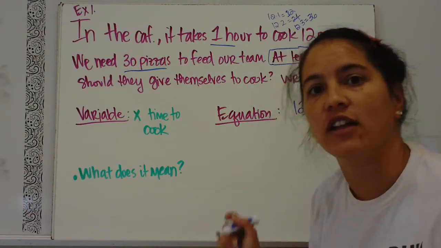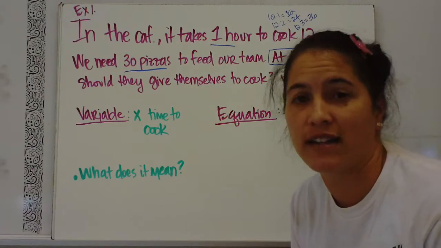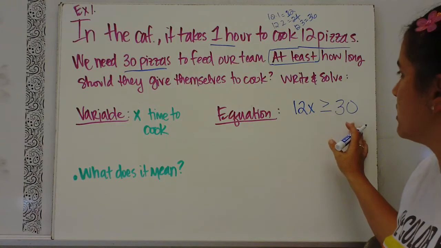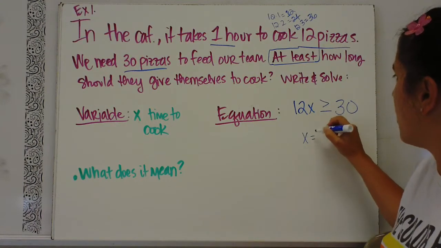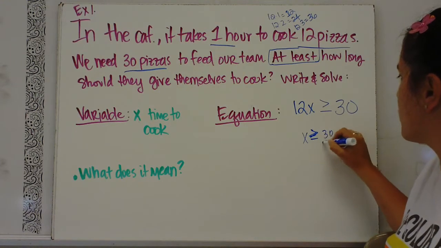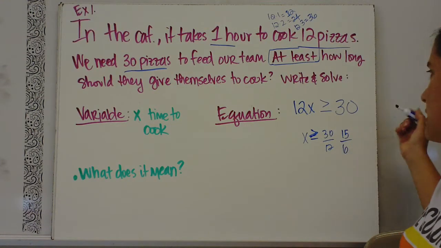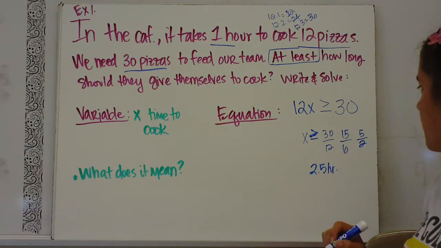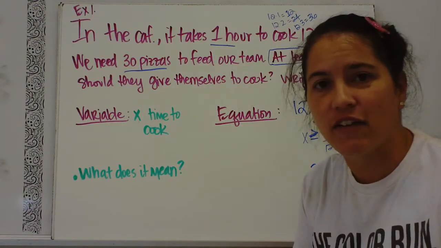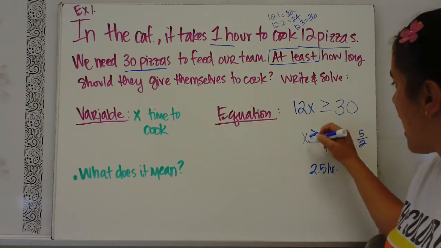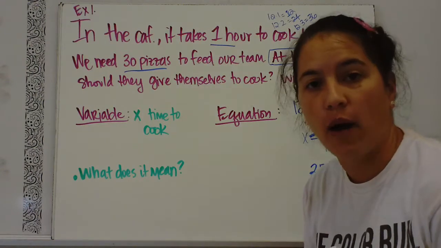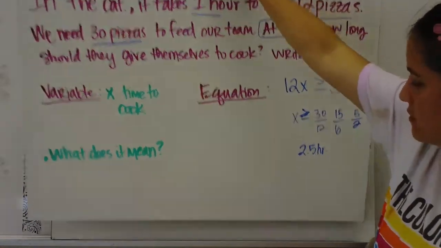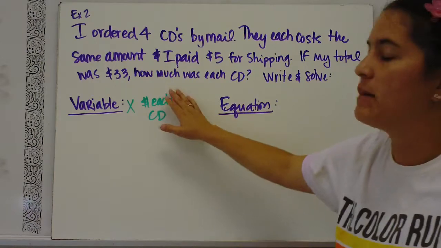If you were saying that you would divide, you'd say 30 pizzas divided by 12 would get your answer, then that means you would multiply in the problem. So this is your equation, 12x is greater than or equal to 30, and when we solve it, you would get x is greater than or equal to 30 over 12, which is 15 over 6, which is 5 over 2, so 2.5 hours. What does that mean? It means we need to give ourselves at least 2.5 hours to cook. Probably a little more, but at least 2.5 hours to cook. Alright, pause it to write it down.